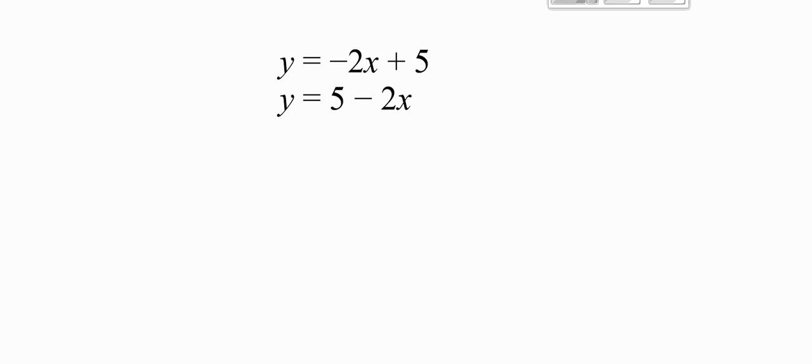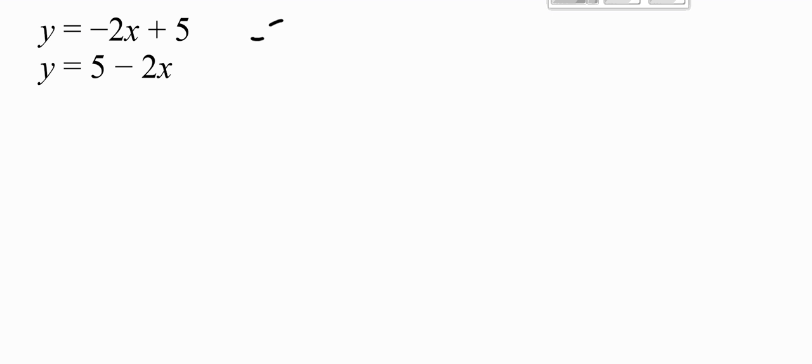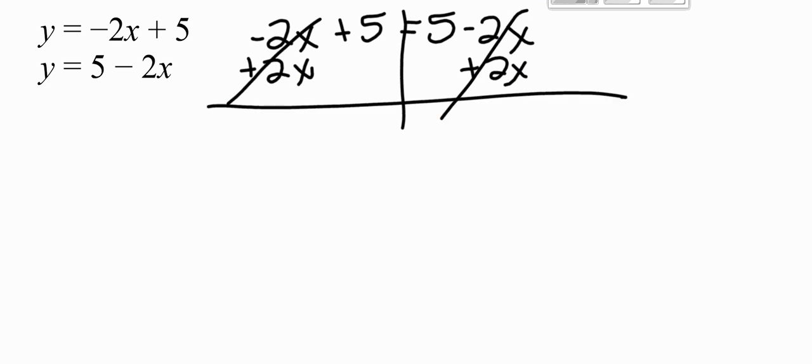Here's another example. Again, y equals negative 2x plus 5 and y equals 5 minus 2x. So they are both equal to y, so I can just set them equal to each other. I'm going to move this out of the way. I have negative 2x plus 5 equals 5 minus 2x. Add 2x to both sides. They both cancel out, so I have 5 equals 5. 5 does equal 5, no matter what.